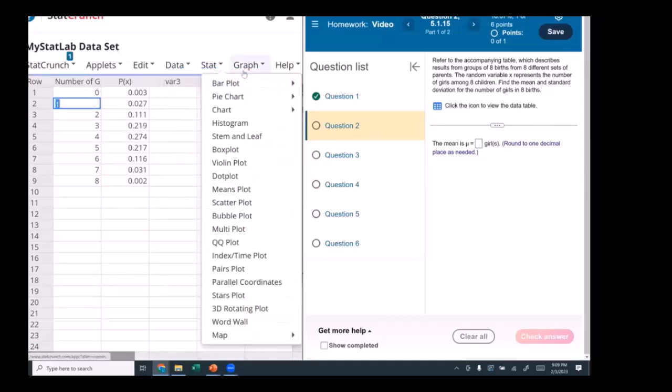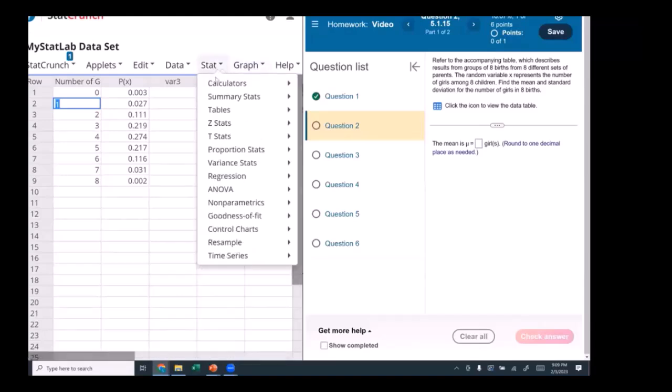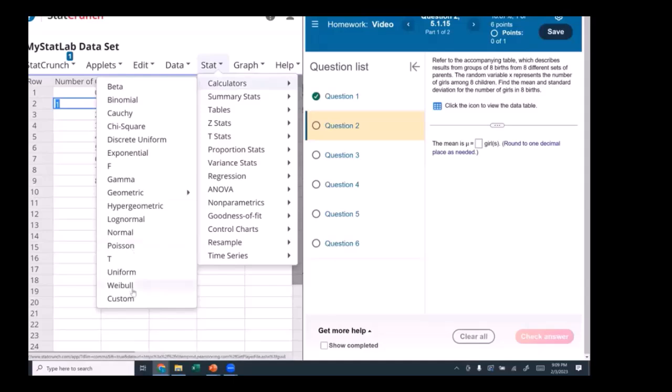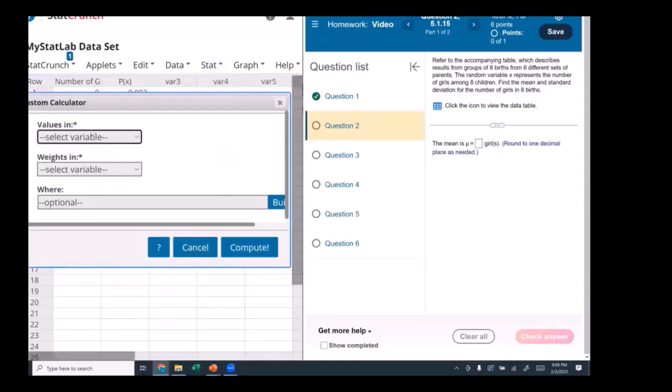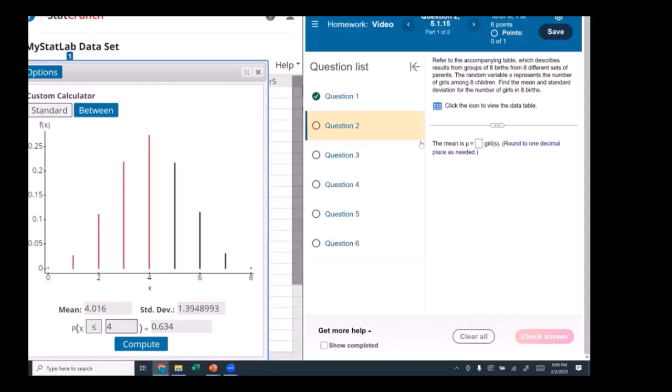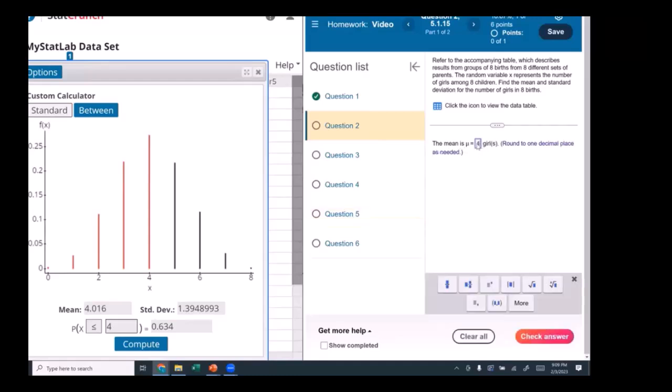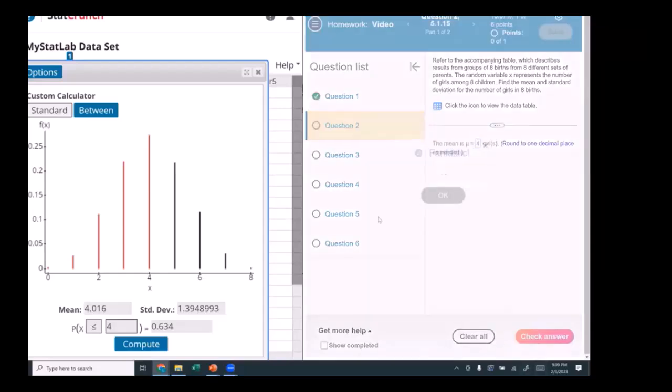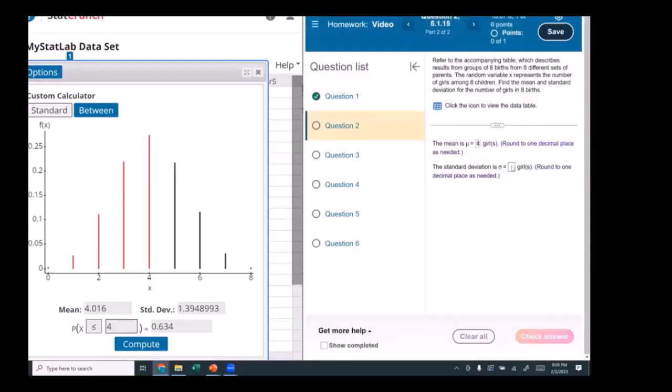And then we have to find the mean. We go to Stat, Calculators, Custom, all the way at the bottom. My values are number of girls, that's my X. The probabilities are my weights. I hit Compute, and the mean is, it's right here, round to 1 decimal, it's just 4. We can put 4 or 4.0, either one should make it happen. Yes. And the standard deviation, round to 1 decimal, is 1.4. And check answer.